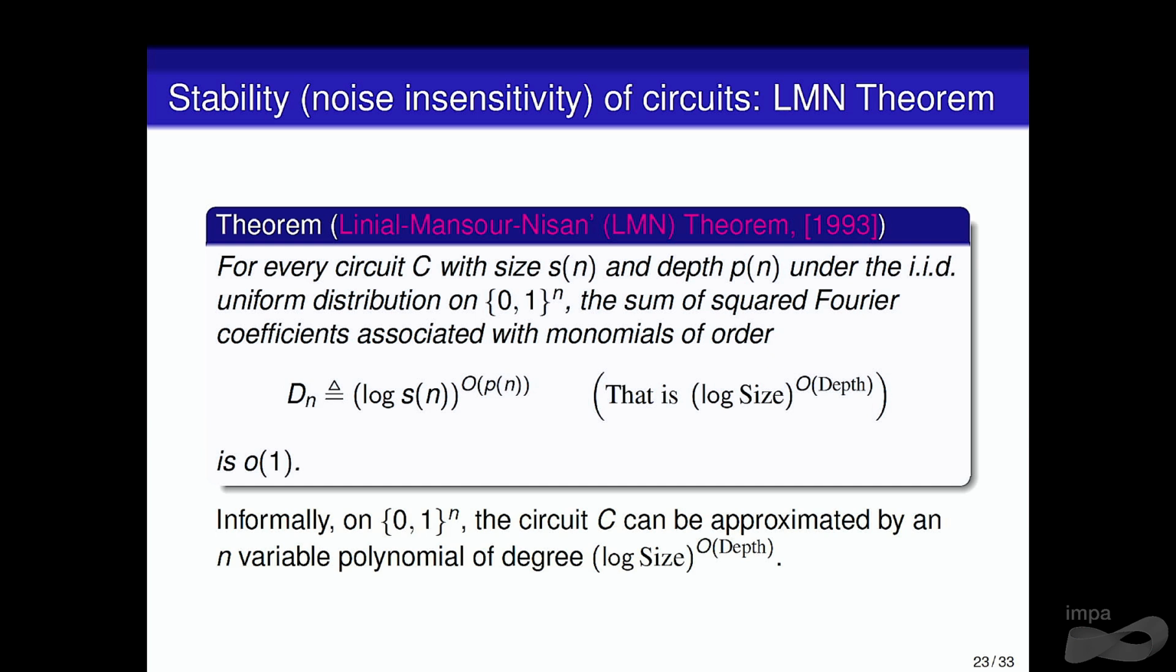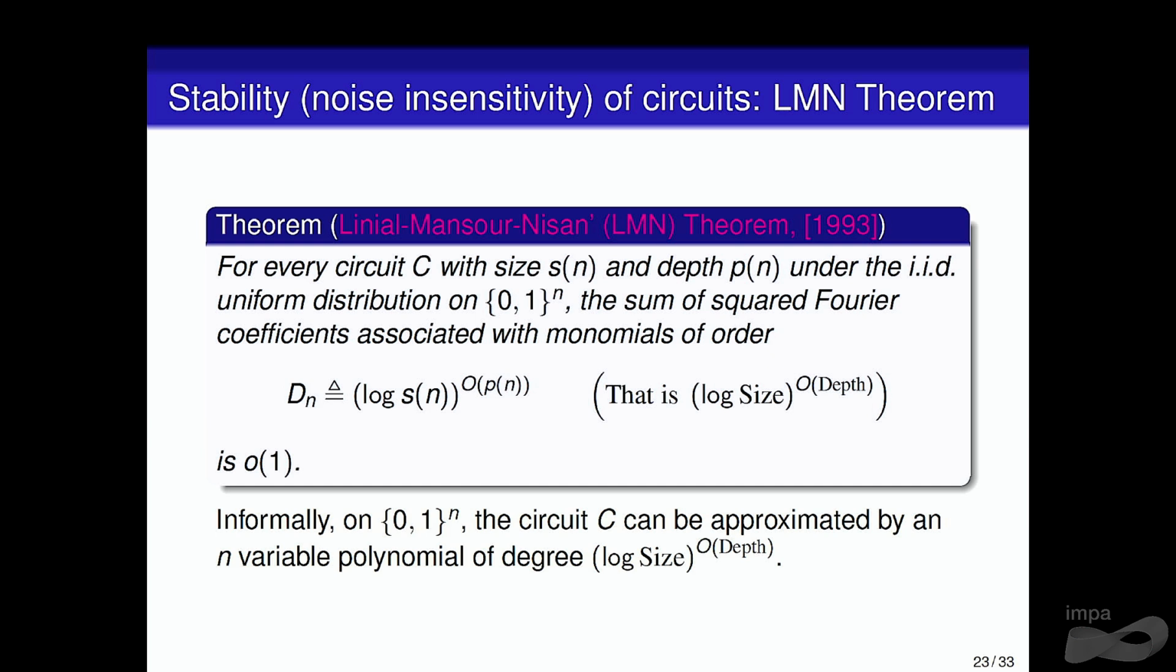Let me give you a semi-formal implication. It says the following. Take the following quantity, d sub n. This is the logarithm of the size to the power of the depth. So for example, if the circuit has polynomial size and constant depth, that would be log n to the power 3, for example. It's a certain quantity. I will call it d sub n. What's the importance of this quantity?